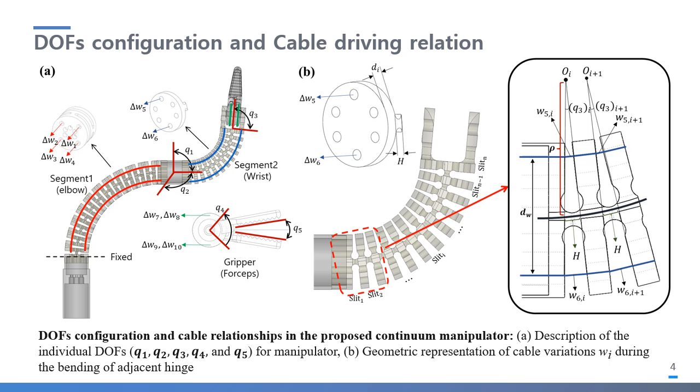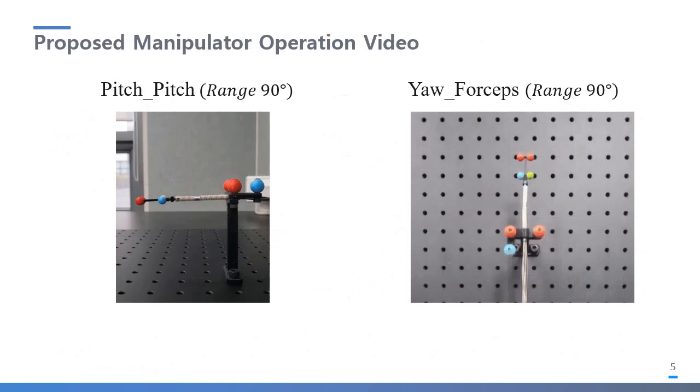This figure shows the configuration of the degrees of freedom and the geometric relationship of cable length variation during the bending of hinges. Through this relationship, a cable driving equation can be derived. These are videos that control the proposed manipulator based on the cable driving equation mentioned in the previous page.